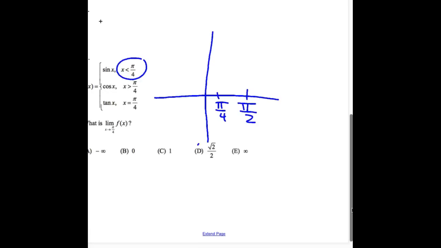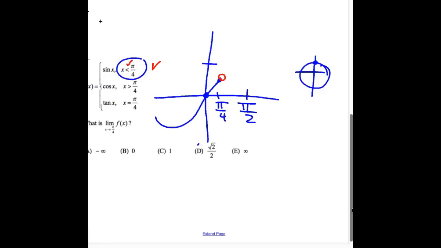That's a parent function. Goes through 0, 0, pi over 2, 1, because the sine, or the y value of pi over 2 is 1, and at pi fourths, it's like root 2 over 2. This kind of goes like that, and here's pi fourths, root 2 over 2 right there. But we are to the left of pi fourths, so I'm going to take that off, and it says strictly less, so I'm going to open that up. That's what this is saying.